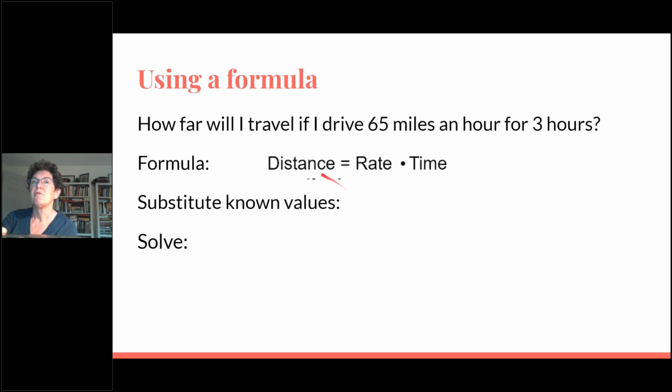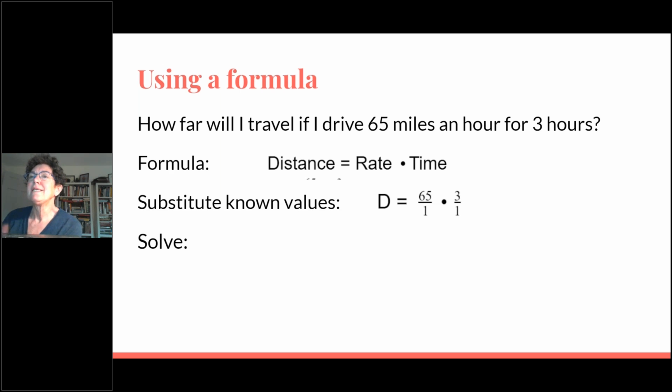We substitute in our known values. It's asking me for distance, so I don't know that. Do I know the rate? 65 miles an hour. That is a rate right there. 65 miles an hour or 65 miles per hour. If you see per, that's an indication that that's a rate as well. And then time gives us 3 hours. So when we substitute in our known values, distance equals 65 over 1 times 3 over 1. Now, why did I write it like that?